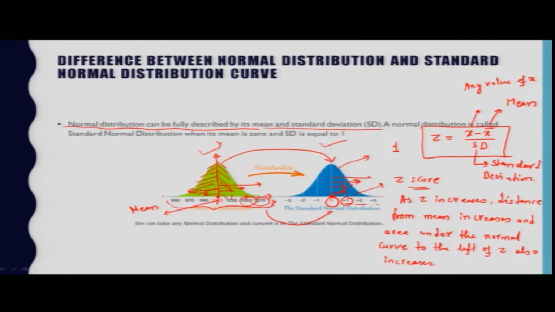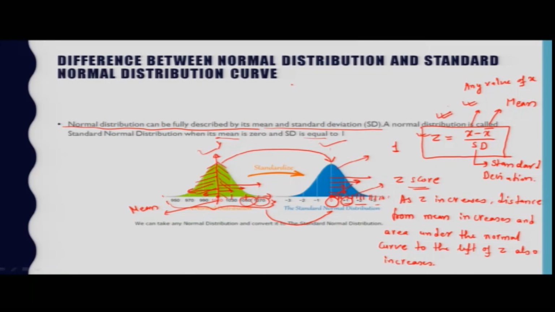In order to calculate this z score, first we will have to calculate this mean and standard deviation. Then we can plot the different values of z score, which can be plotted somewhere here depending on the particular value of x. So, this is the formula through which we calculate the z score, x minus x bar upon SD.